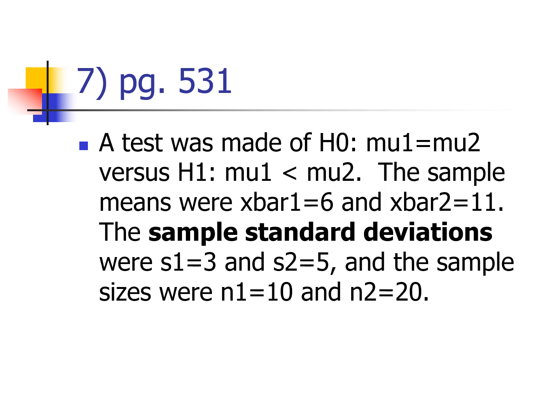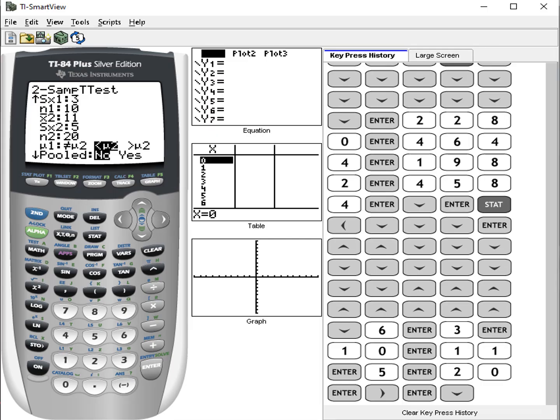So the sample means: x bar 1 is 6, x bar 2 is 11. The sample standard deviations, I highlighted that myself. When we see sample standard deviations, that tells us we're going to be doing the t-test. The standard deviations are 3 and 5, and our sample sizes are 10 and 20. So like I said, sample standard deviation means we're going to do the 2-SampTTest. We just fill in all that information.